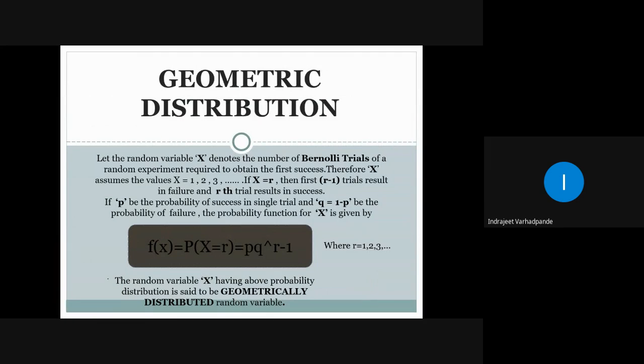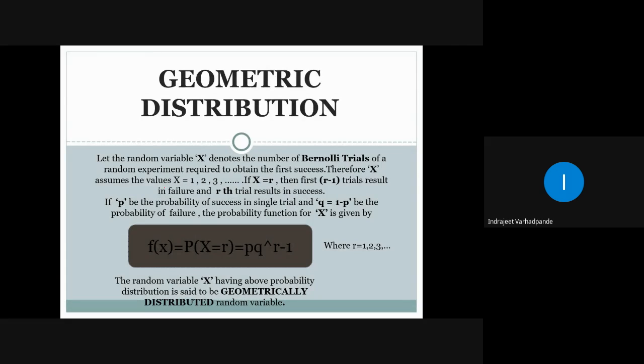Geometric distribution. The next distribution we have in our discussion is the geometric distribution. A random variable x denotes the number of Bernoulli's trials of the random experiment required to obtain the first success. In the geometric distribution, we certainly take the help of Bernoulli's trials.